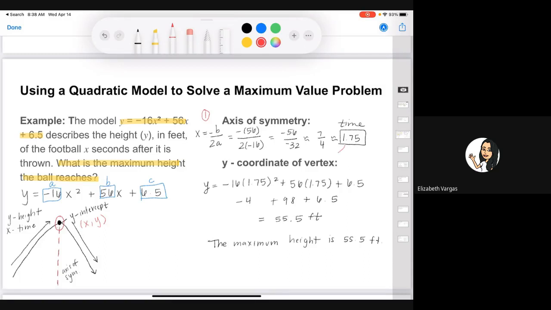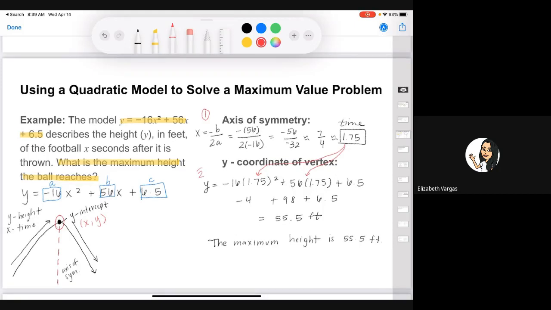Okay, and that's what I can use to plug into my quadratic equation to solve for what actual height I am at 1.75 seconds. And so that's what I'm doing here. I plugged in my x of my axis of symmetry into my original equation, and that's when I see that my y is equal to 55.5 feet. But that is my maximum height.